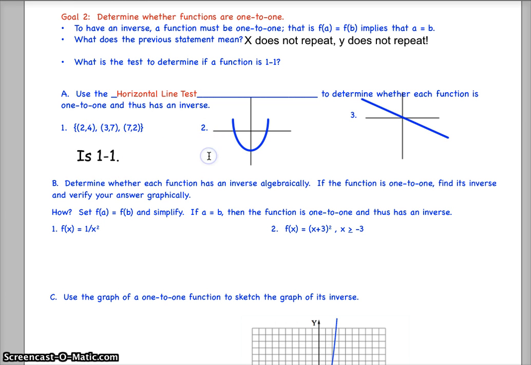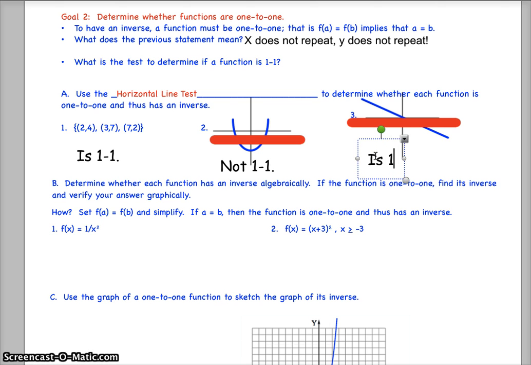Let's look at example 2. We know that example 2 is a function. It passes the vertical line test. But does it pass the horizontal line test? If I draw a horizontal line through the function, I see that that horizontal line passes through more than one time. So this function is not one-to-one. Finally, example 3. It is a function, we know, because it passes the vertical line test. Let's see if it passes the horizontal line test. And it does. If I pass that giant horizontal line through there, it does pass. So this function is one-to-one.